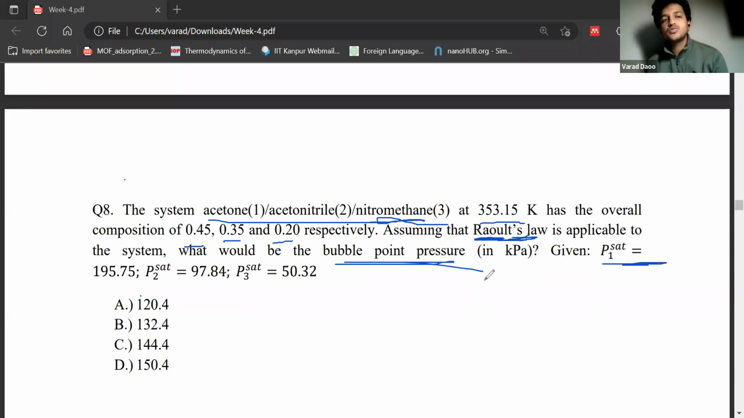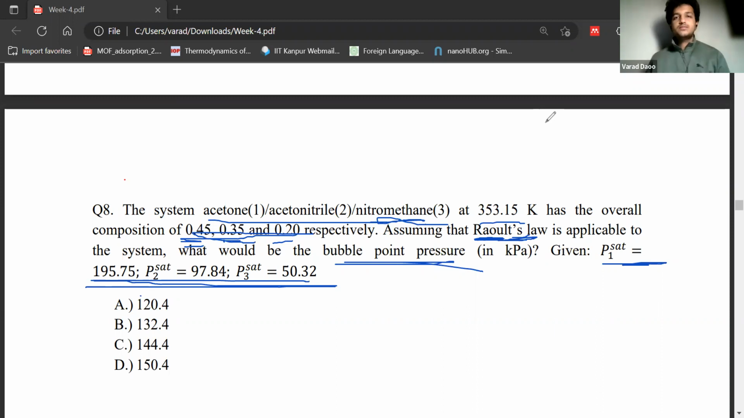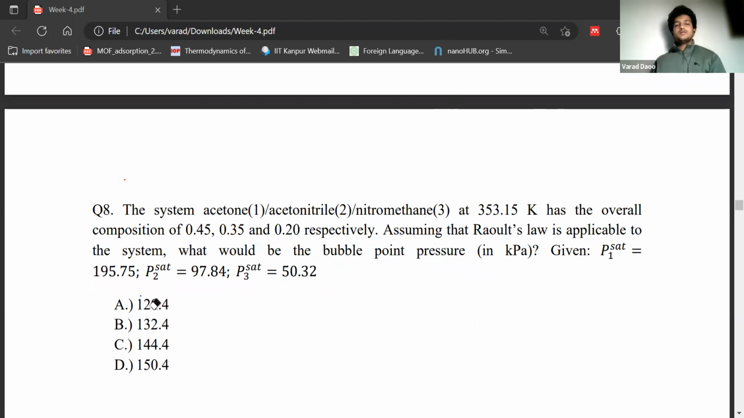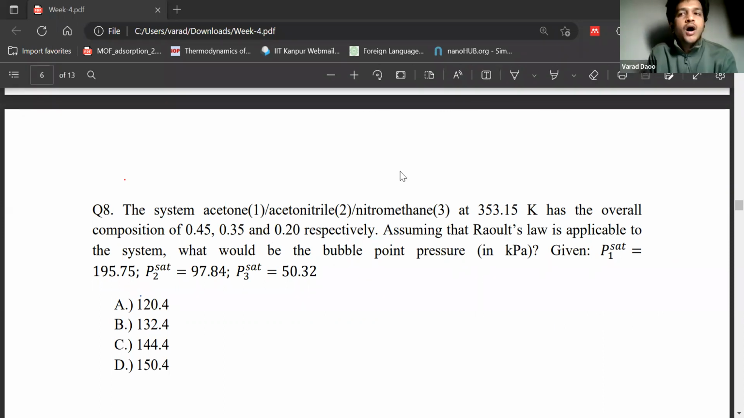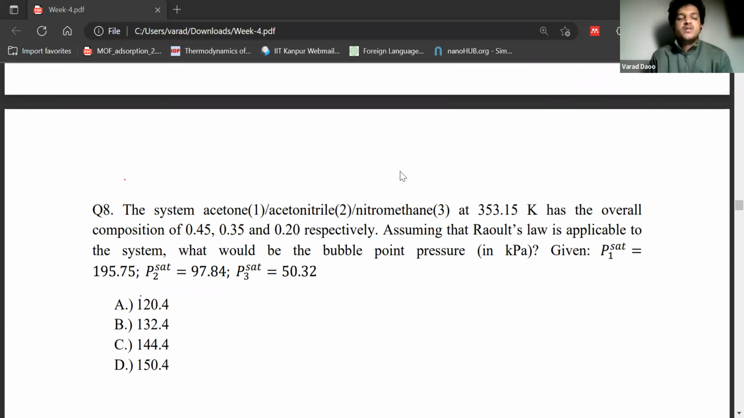Okay. We are given the saturation pressure of all the components. Right? It's a fairly easy question if you know what Raoult's law stands for. What is Raoult's law? And remember, these are the compositions, right? I'll give you a couple of minutes to sort it. I hope the question is clear to everyone. Fairly easy question. I'll give you a couple of minutes to solve it, and if anybody has any answer, I will ask you.